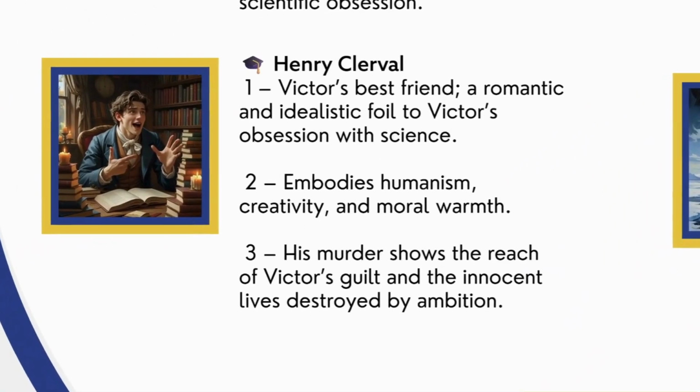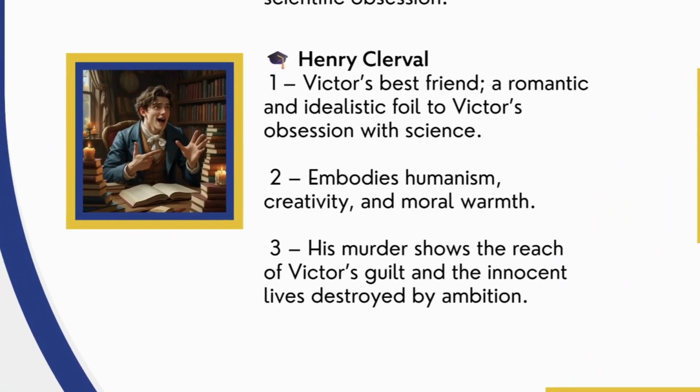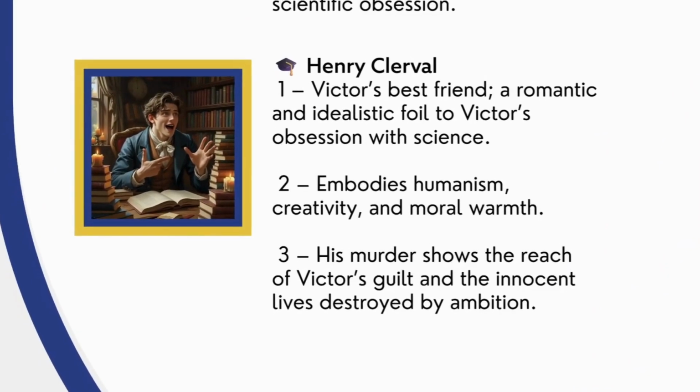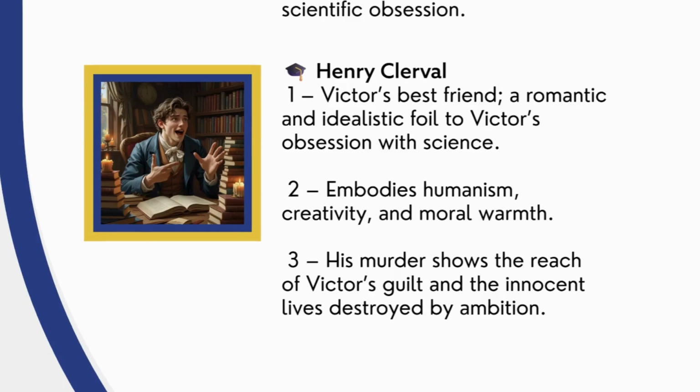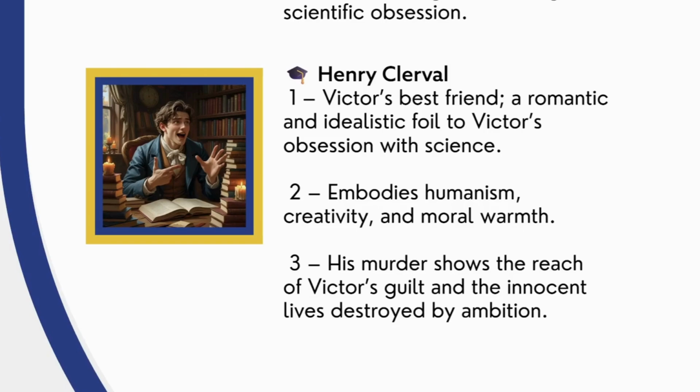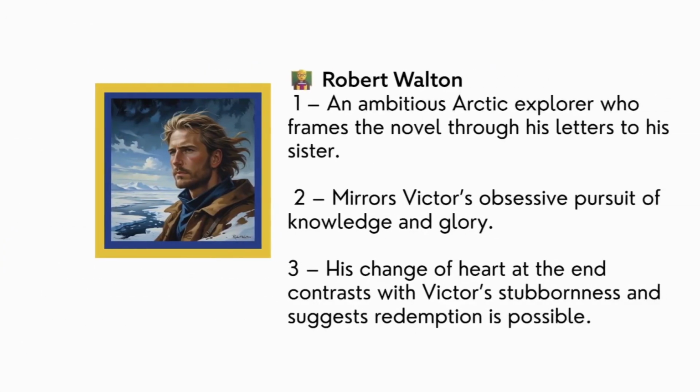Then we have Henry Clerval. Victor's best friend. He is a romantic and idealistic foil, or comparison almost, to Victor's obsession with science. He embodies humanism, creativity, and moral warmth, the values which Victor Frankenstein loses in his pursuit of science. However, Henry's murder shows the reach of Victor's guilt and the innocent lives that are destroyed by his ambition ultimately.